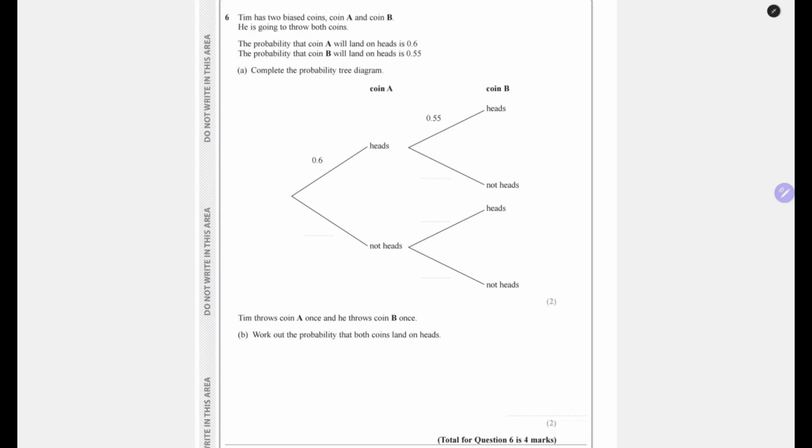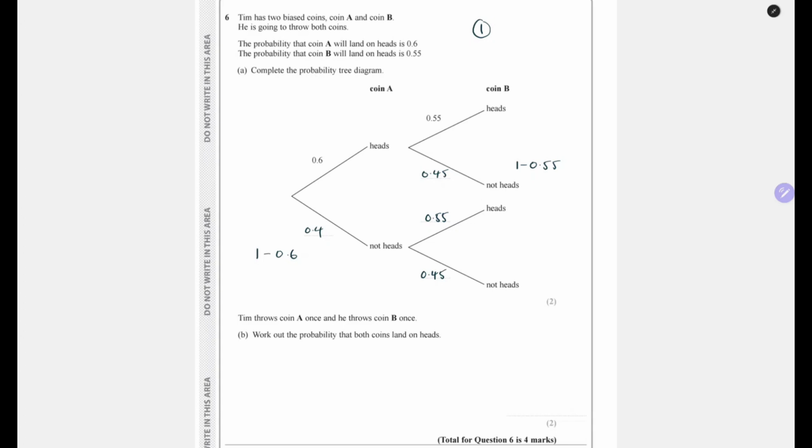Well, we know that probability is always out of 1. So if the probability of getting heads is 0.6, then the probability of getting not heads is 1 minus 0.6, which is 0.4. For coin B, again, if the probability of getting heads is 0.55, then the probability of not getting heads is 1 minus 0.55, which is 0.45. And for the one in the bottom, well, nothing really changes, it's the same thing. So the probability of getting heads is 0.55, and therefore the probability of getting not heads is 0.45.